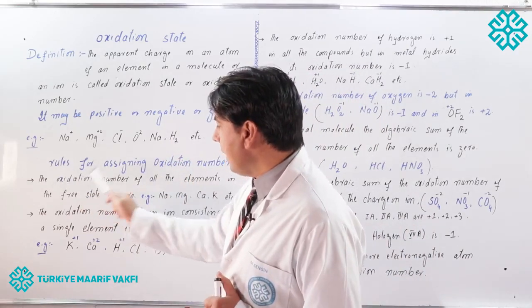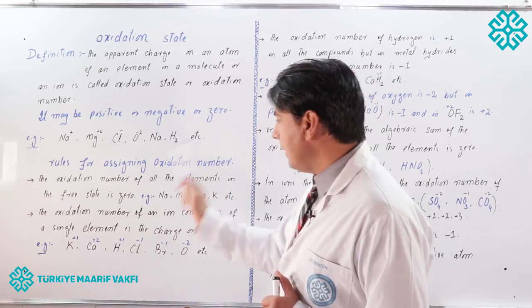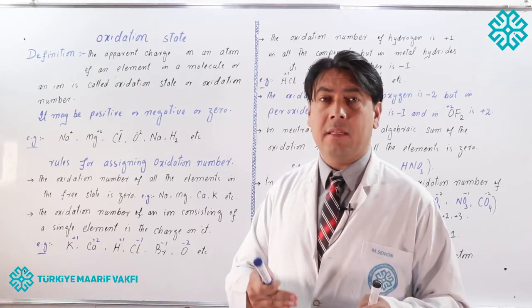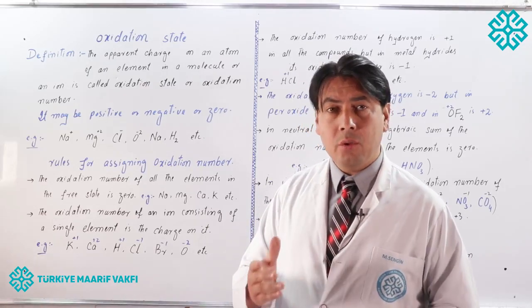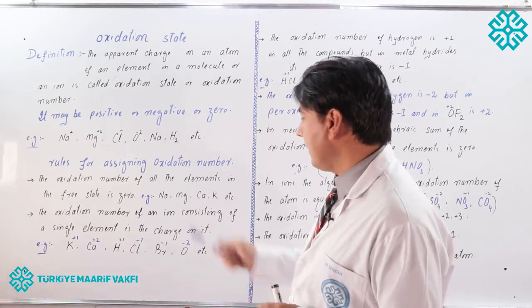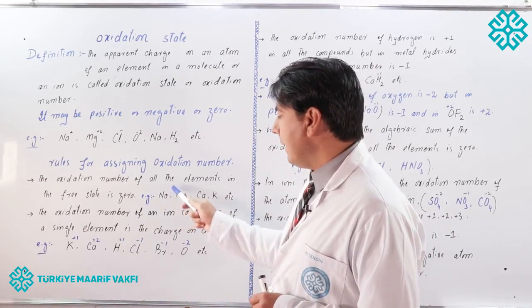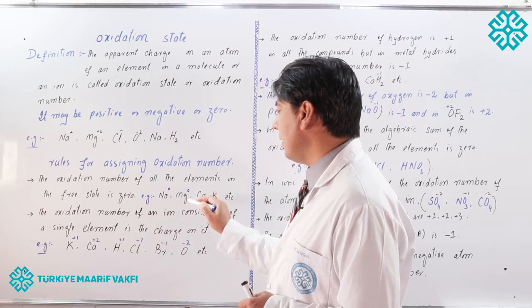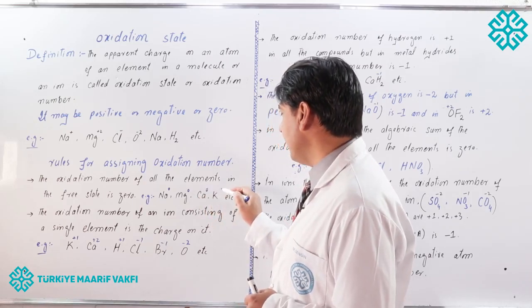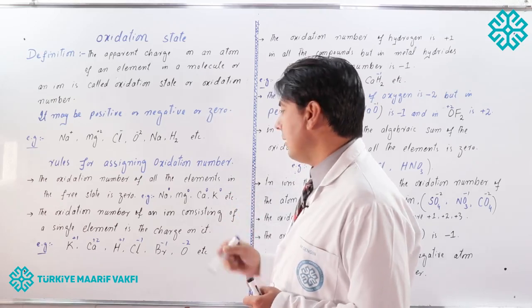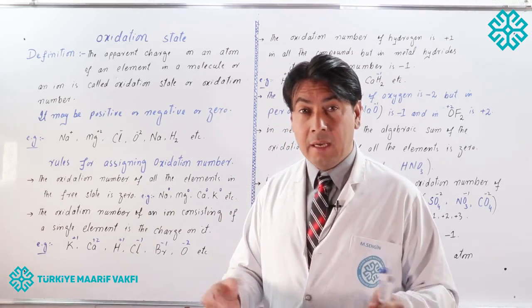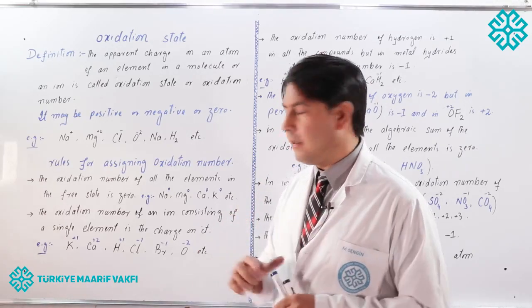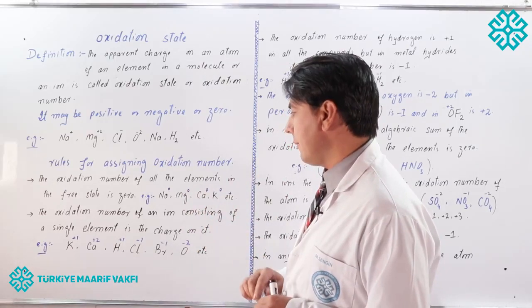First rule: the oxidation number of all elements in the free state is 0. The elements which exist in the free state are electrically neutral, so their oxidation number is 0. For example, sodium, its oxidation number is 0. Magnesium in the free state, oxidation number is 0. Calcium in the free state, oxidation number is 0. And potassium, oxidation number is 0. All elements which exist in the free state have 0 oxidation number or oxidation state.